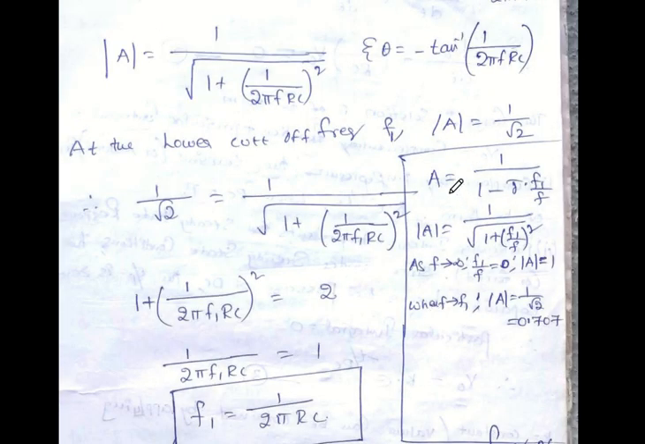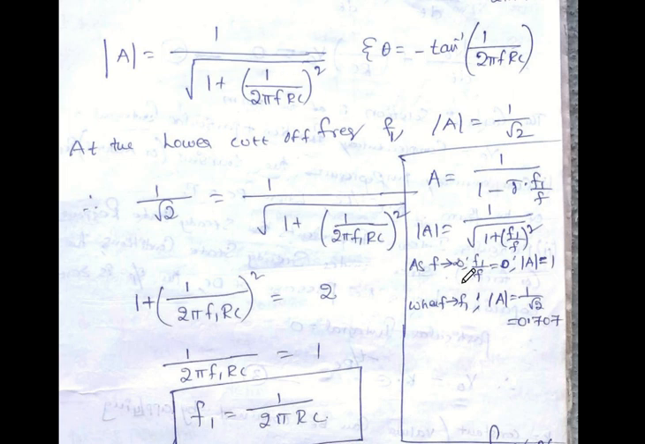Now we also know that mod A is equal to 1/(1 - j f1/f). Here, what is f1? f1 is equal to 1/(2 pi RC), and f is directly represented here. Therefore mod A is 1/square root of (1 + (f1/f)^2).